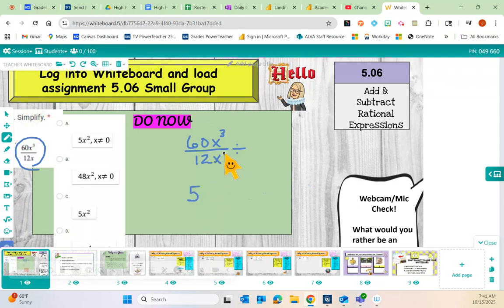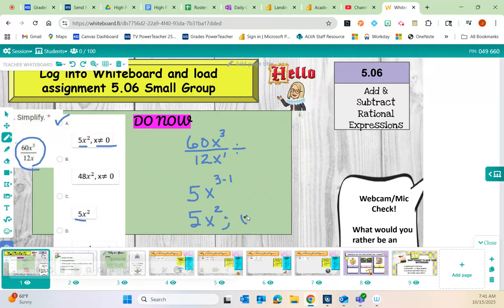And then when we divide our x's, there we do have an exponent rule. We subtract the exponent on the top minus the exponent on the bottom. So that's going to give us 5x to the second. And then we have two answers, A and C, that are 5x to the second. But we do have to pick A, and I'll explain why.